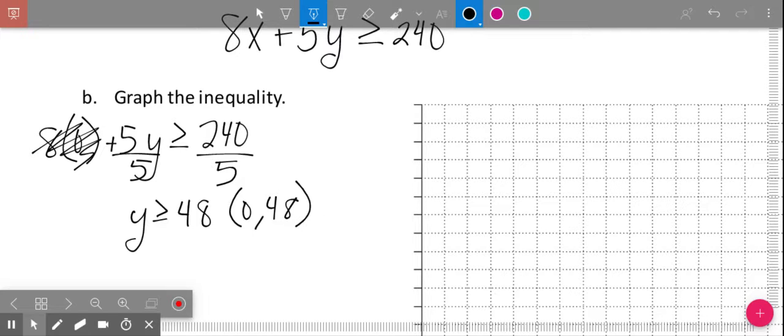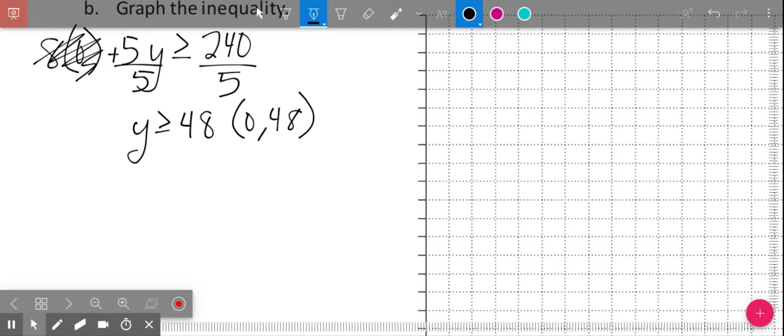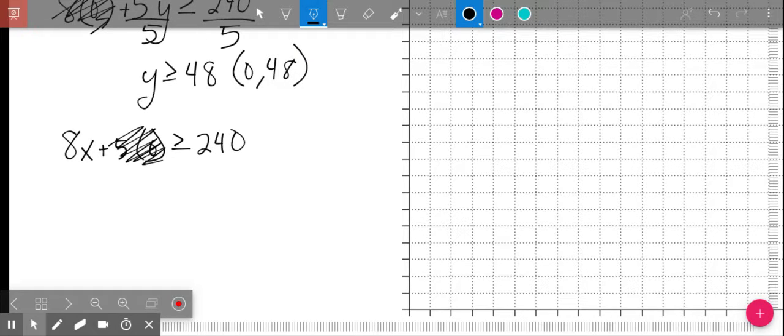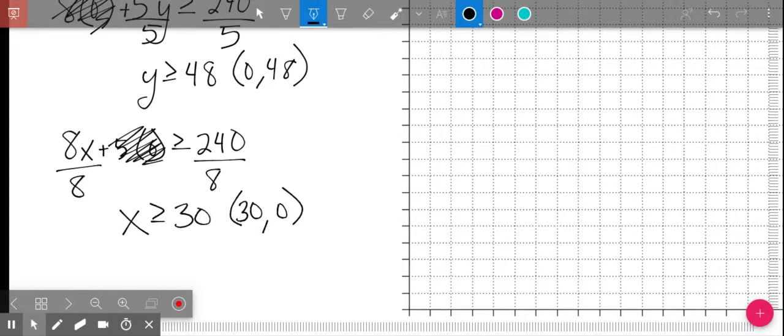Now I also need to find my x-intercept. So now I have 8x plus 5 times 0 is greater than or equal to 240. Anything times 0 is just 0, so that goes away. And then 240 divided by the 8 is going to give me x is greater than or equal to 30. So my x-intercept is going to be (30, 0).